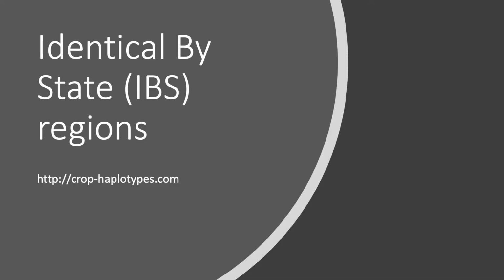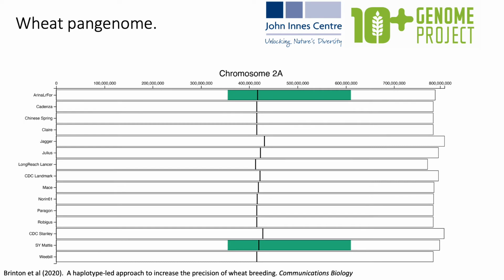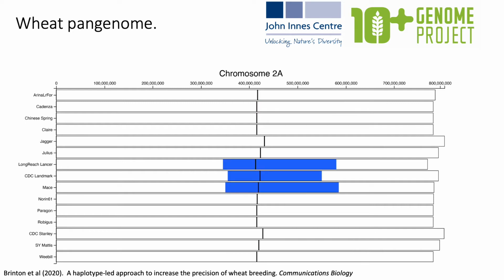Scientists improving wheat are interested in identifying regions that are conserved to be able to increase the diversity of the crops we cultivate. In this example, we identified a region that is the same in Arina and Mace. We also have some regions that are common in more than one assembly. We use different colors to identify different haplotypes.